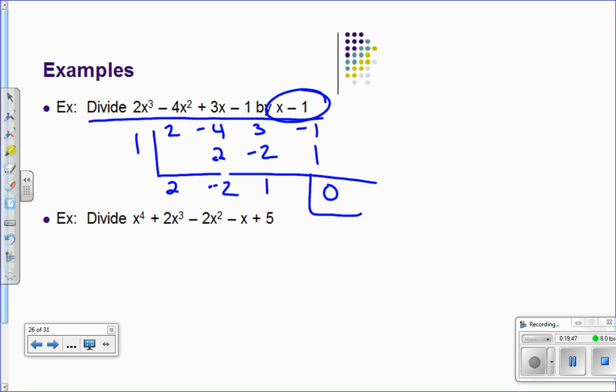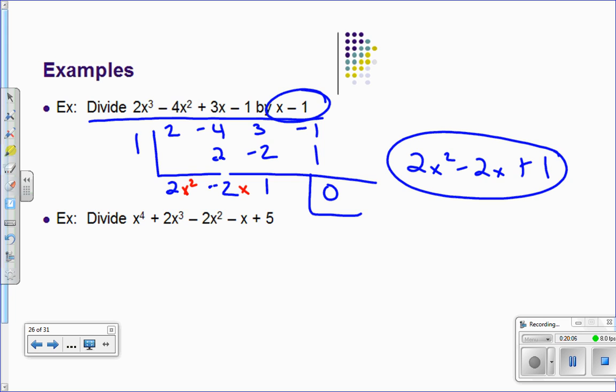So it turns out that x minus 1 is a factor of this polynomial. And so my answer is simply 2x squared minus 2x, and I'm getting that from the answers here. This is 2x squared minus 2x, and then plus the 1. No remainder, so we leave it like that.